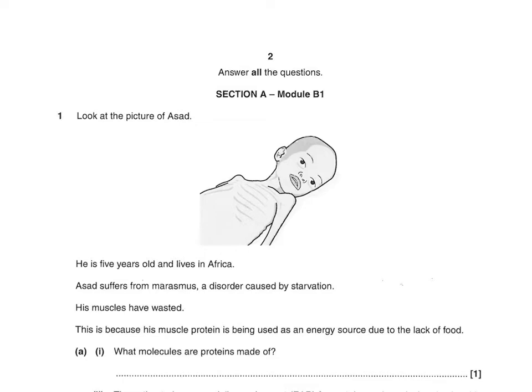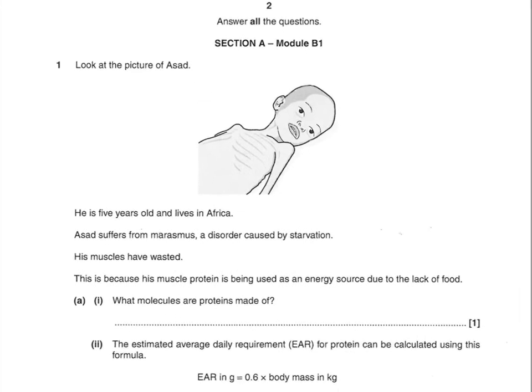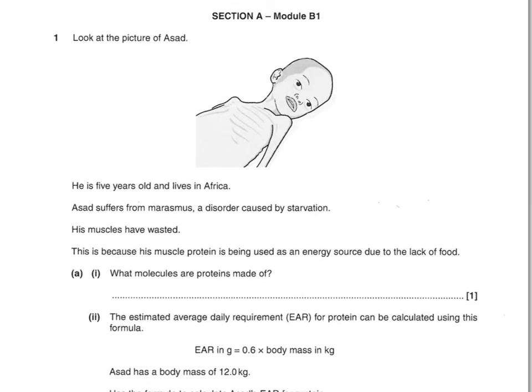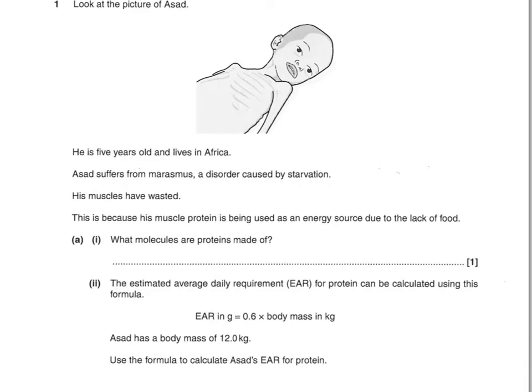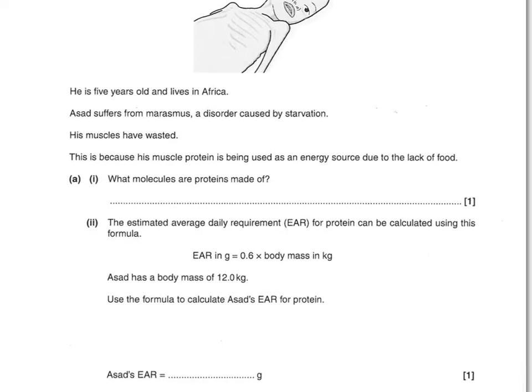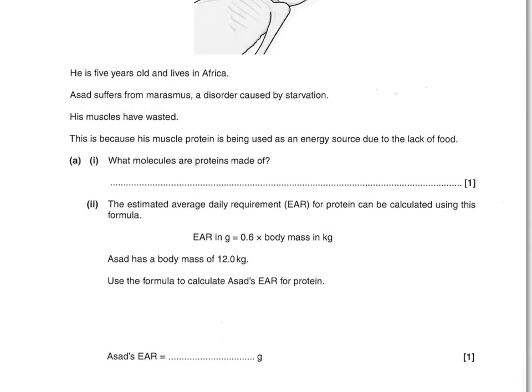First, the biology section. Look at the picture of Assad. He is 5 years old and lives in Africa. Assad suffers from marasmus, a disorder caused by starvation. His muscles are wasted. This is because his muscle protein is being used as an energy source due to the lack of food. What molecules are proteins made of? So your first mark there is amino acids.